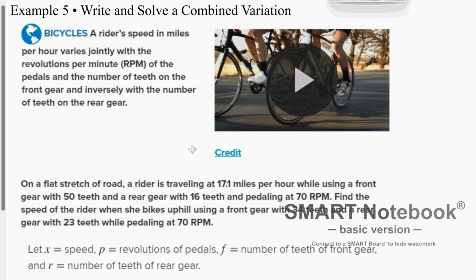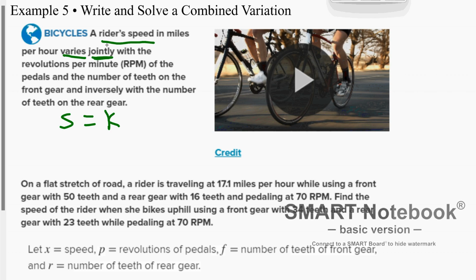All right, example number 5 is section 5. We're going to write and solve a combined variation. So here we have a rider's speed in miles per hour. So a rider's speed varies. So that means the speed of the rider equals k with the varies jointly.